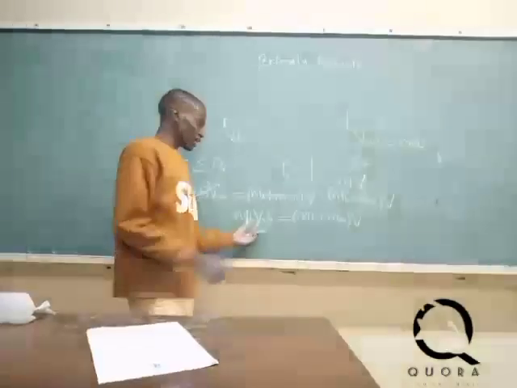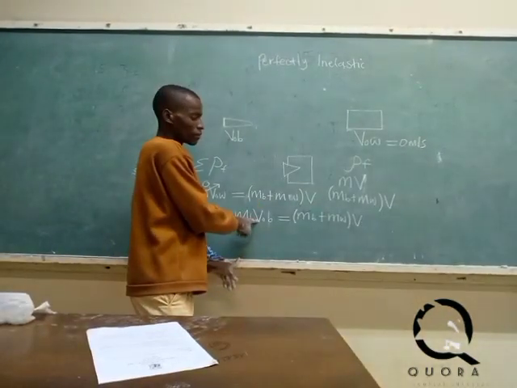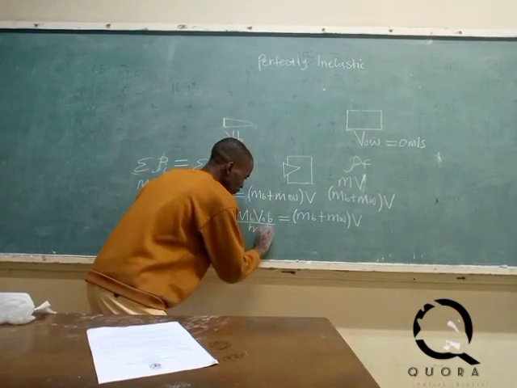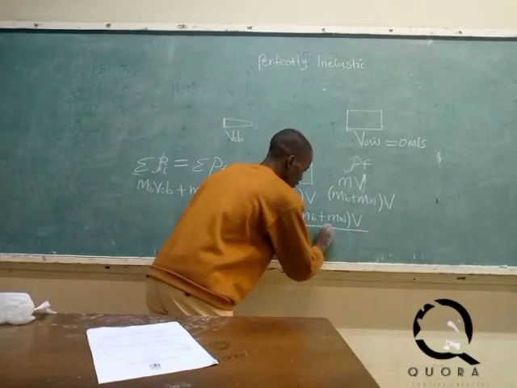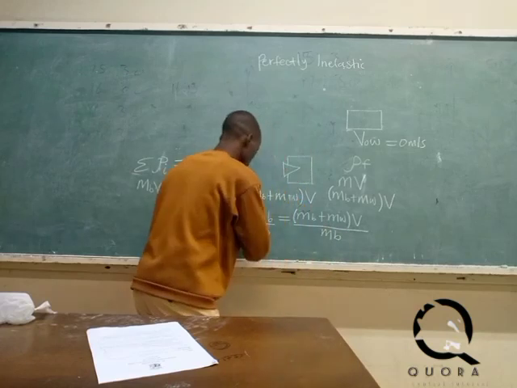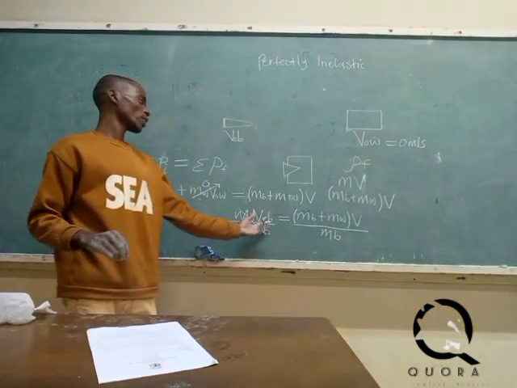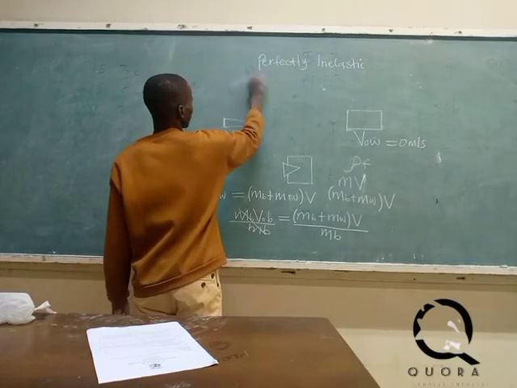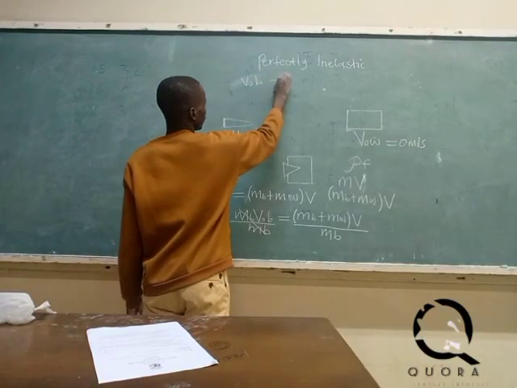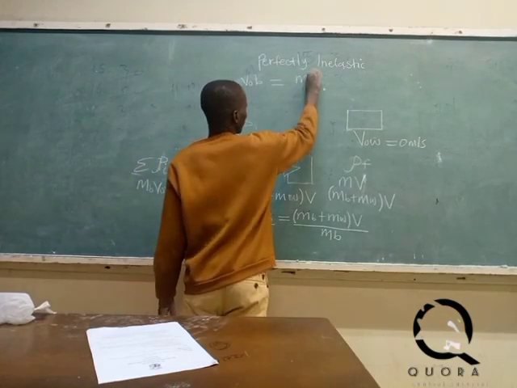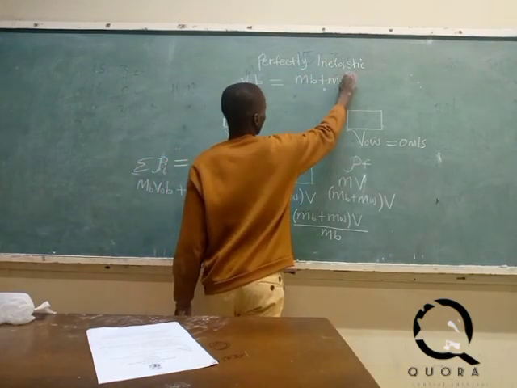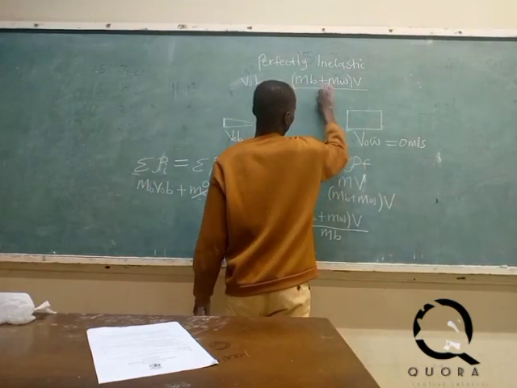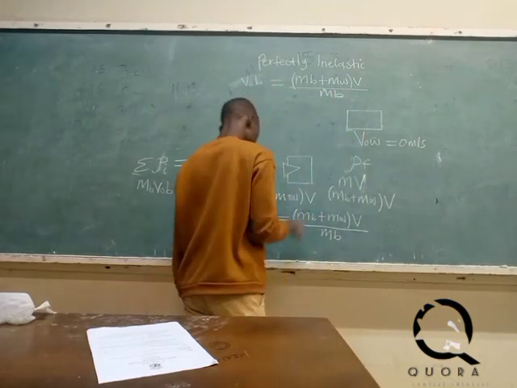If you get back here, we want to calculate for what? For the initial velocity of the bullet, based on the question. I'll divide throughout by mass of the bullet. Even here, I'll also divide by mass of the bullet. These two are going to be cancelled. The initial velocity of the bullet has to be equal to mass of the bullet plus mass of the wood, multiplied by their final velocity, over the mass of the bullet.